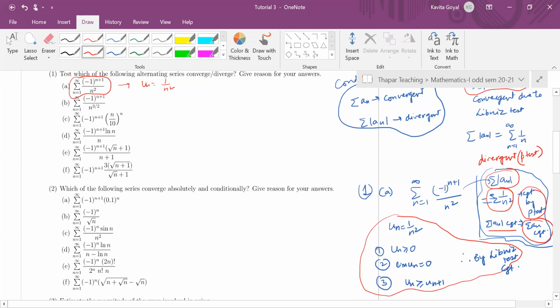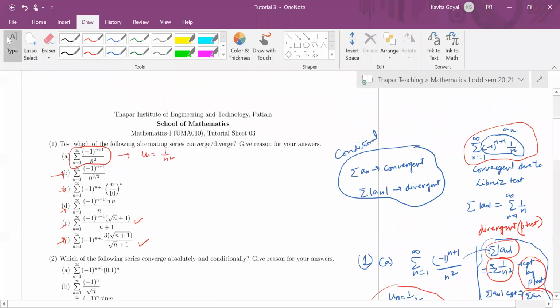Okay. These questions you will try later on in the tutorial itself. After the discussion, you will try all these problems. Some of them we have already tried in the class today. For example, this problem we have done in the class today, but you will try all the problems. Okay, let us move to question number two.